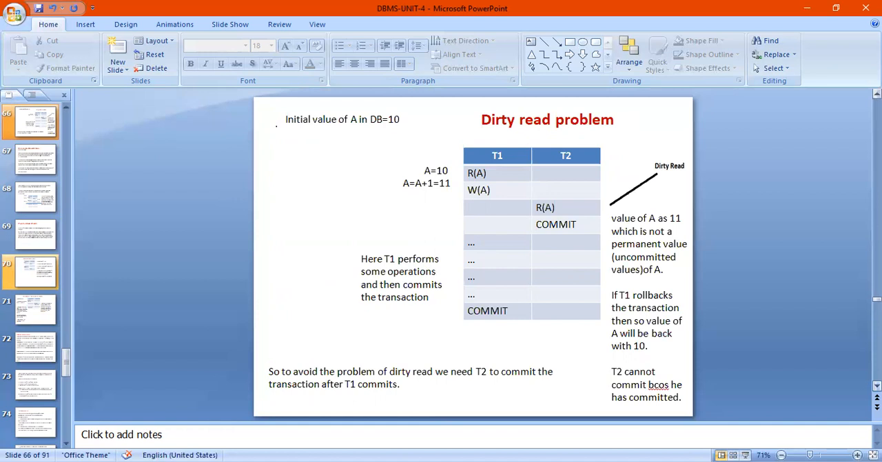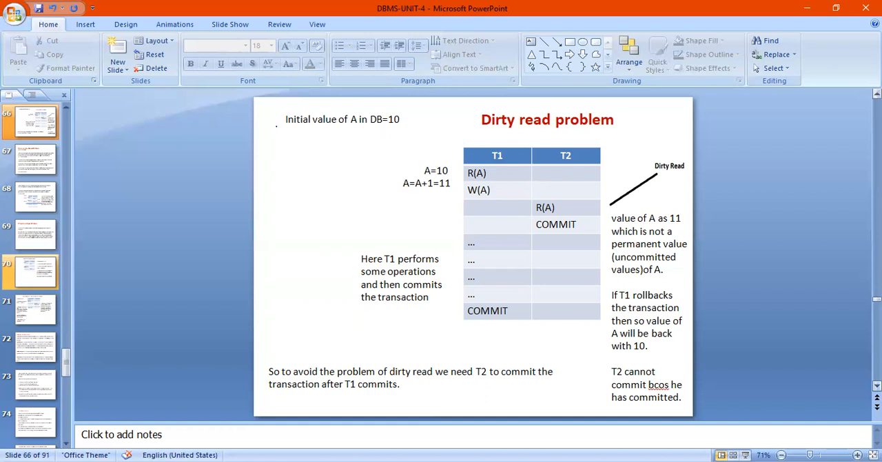Initial value of A in the database is 10. Dirty read problem: there are two transactions T1 and T2. A is 10, that is read. A is equal to A plus 1, which is 11, because 10 plus 1 is 11. Write A. Now, in T2, nothing is going on at this instance.